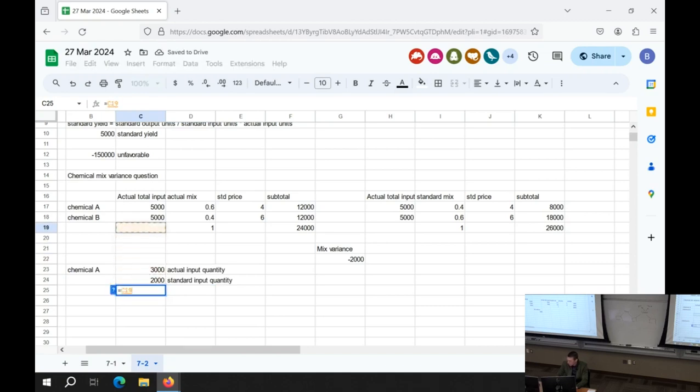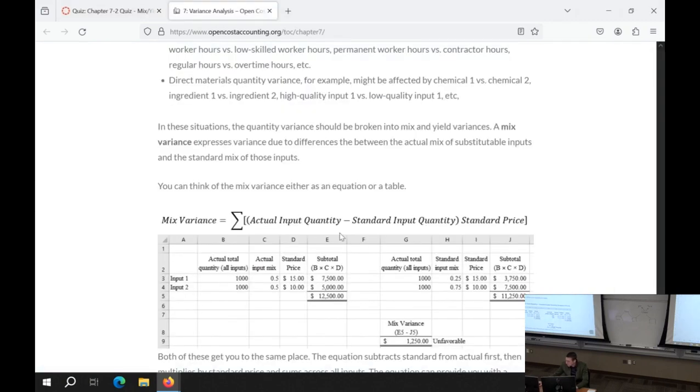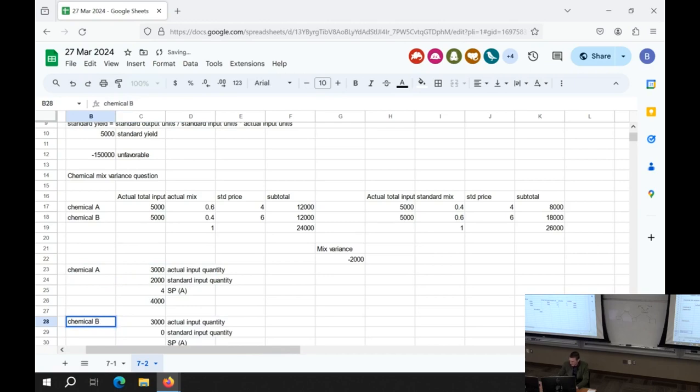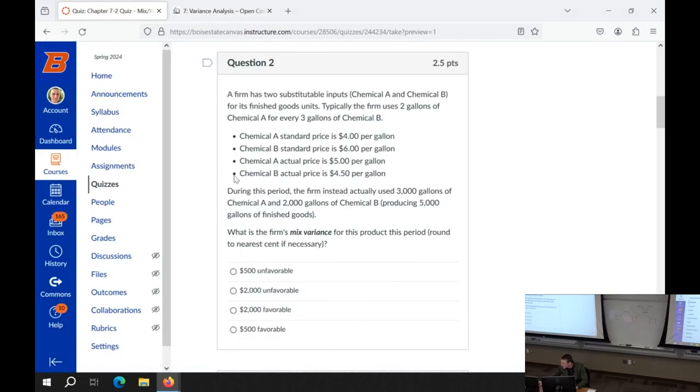We have a standard price of 4 for A. So we just take the difference between these two, put the parentheses in, and multiply it by standard price. I'm doing actual input quantity minus standard input quantity times standard price, and that's for input 1, chemical A in this case. And we do the same thing again for chemical B. Our actual input quantity was 2,000 units: 3,000 chemical A and 2,000 chemical B.